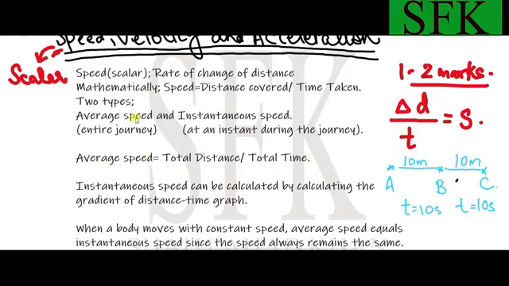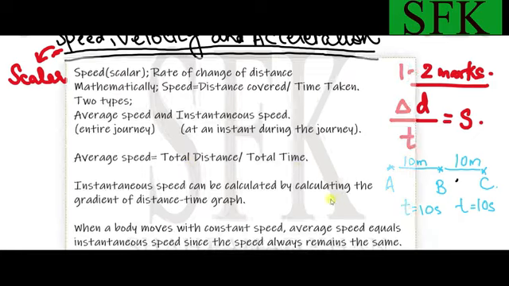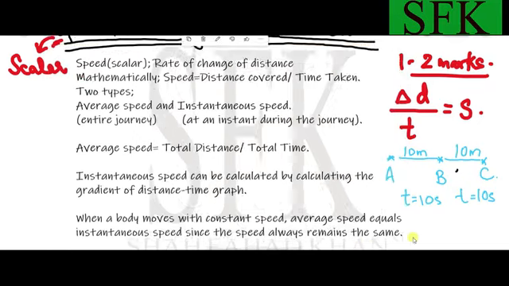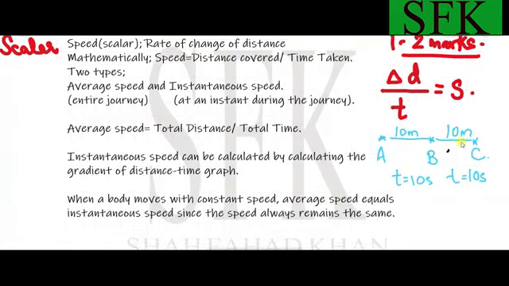Okay, so if you are asked to find the average speed, mathematically it is the total distance divided by the total time. It is very easy to find the average speed. Just plug the values into this formula and you'll get the answer. So basically, in this case, the total distance becomes 20, 10 plus 10, and the total time also becomes 20. So the average speed becomes 1 meter per second.